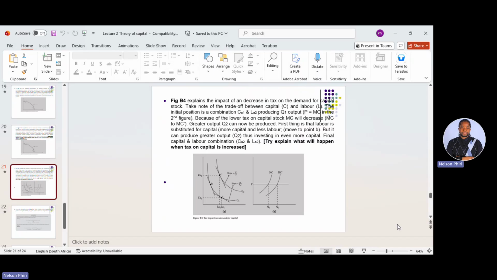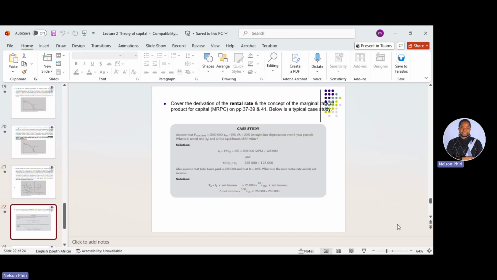As you can see in the initial diagram A, at point B we now have less labor and more capital. Because of the increase in output, which is shown in B, this takes us to point C, which is your new equilibrium where you have capital at CA2 and LA2. So that is the impact of a decrease in tax. If tax is increased, the reverse will also happen.